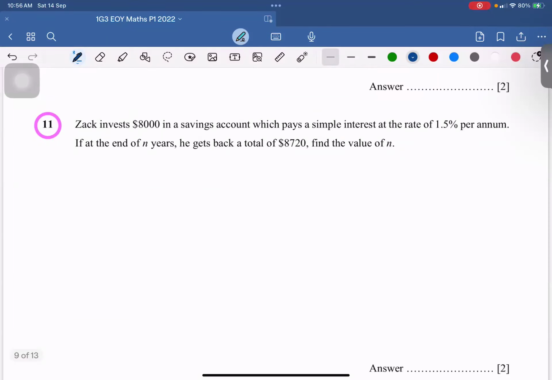Zach invested $8,000 in a savings account at a simple interest rate. What is the formula for simple interest? I equals PRT divided by 100. PRT over 100. Yes, thank you. The interest rate is per annum, per year, so your time must also be in years, so that the units match.